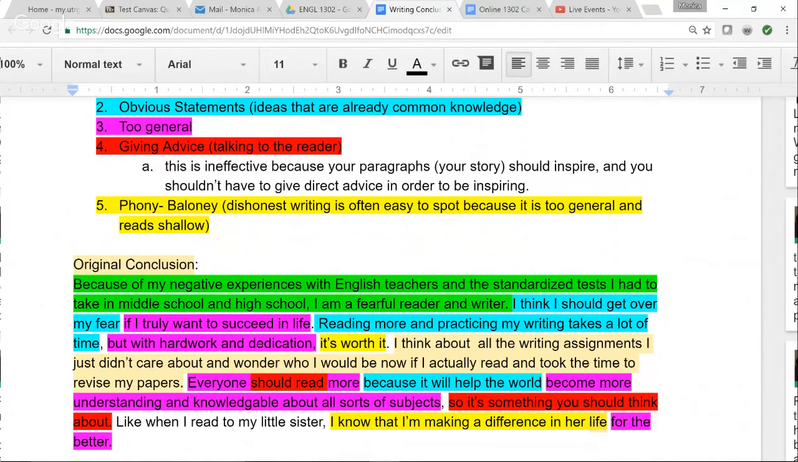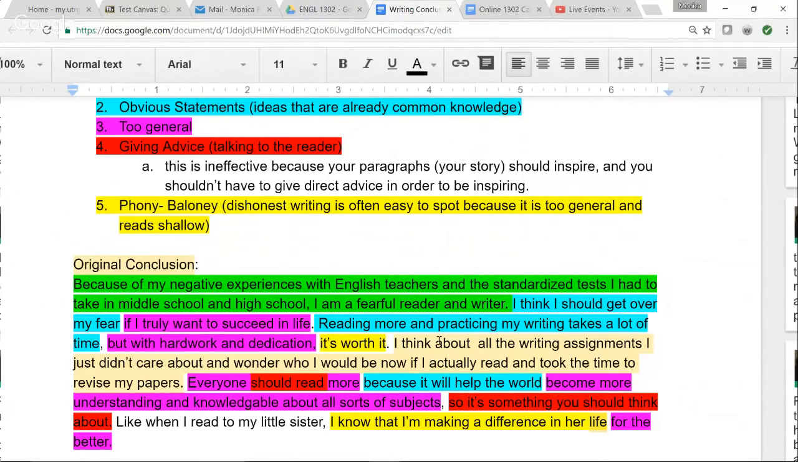Now, these kinds of things are what students rely on when they've run out of things to say and they think that just by throwing in general statements, they can wrap up their paper, but it's very ineffective. Another example here: but with hard work and dedication, it's worth it. So here we have a combination of too general and also phony baloney. You can go through this paragraph and take a look at how the student is engaging in these conclusion killers, sometimes multiple in one sentence.